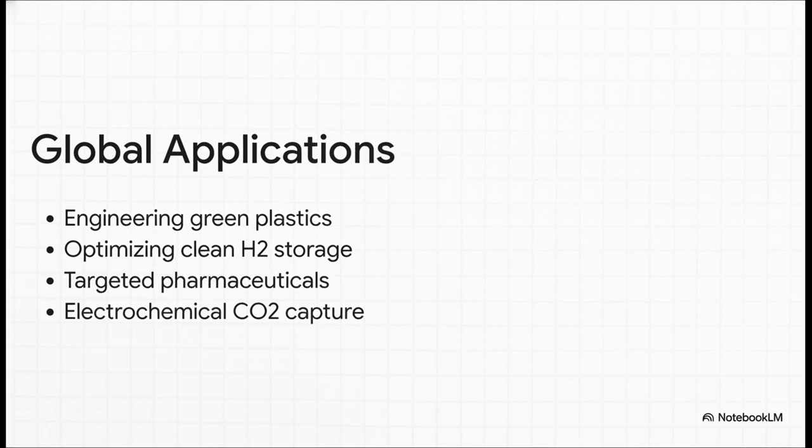So the really crucial takeaway here is how this AI integration scales globally. We aren't just trying to pass chemistry exams here. These automated labs are engineering green plastics, they're optimizing clean hydrogen storage, and synthesizing highly targeted pharmaceuticals. Most incredibly, they're using precise electrical inputs to force highly unfavorable gaseous equilibria to shift toward carbon utilization. They are literally pulling greenhouse gases straight from the air and transforming them into stable, solid carbonates using single-atom catalysts.